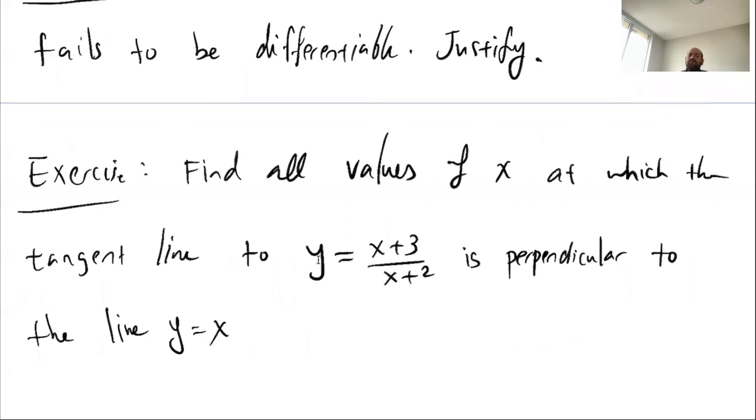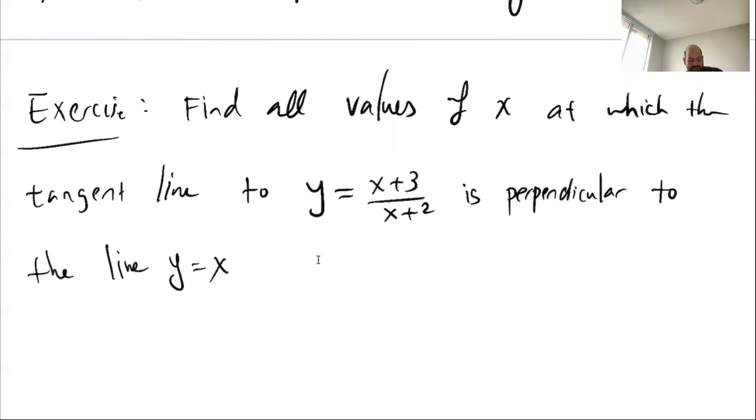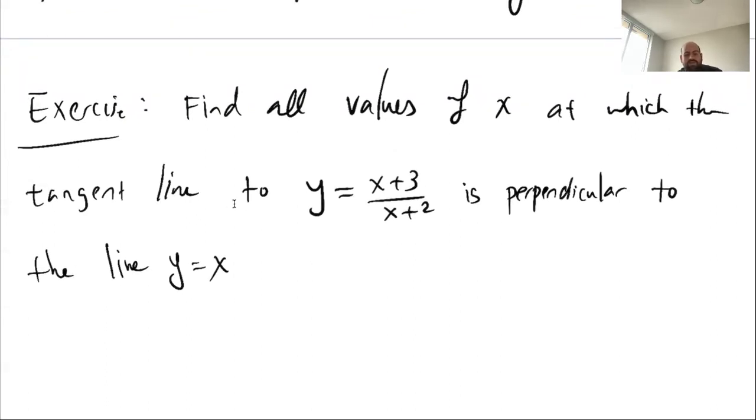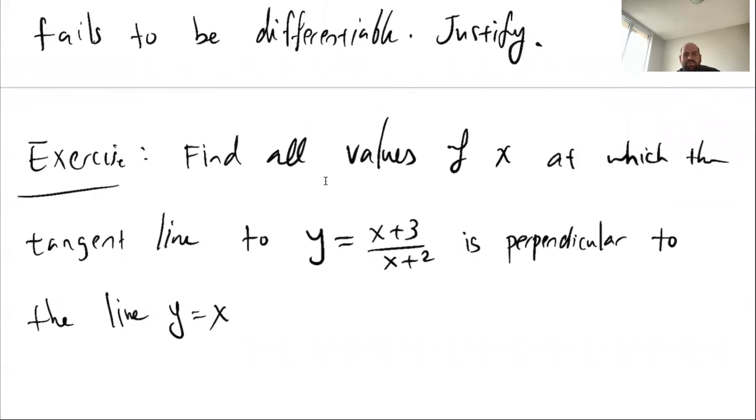Let me remind you that two lines are perpendicular to each other if the product of their slopes is -1. Well, the slope of y equals x is 1. So if you want some line to be perpendicular to this line, it has to have a slope of -1. So you need to find all the points on this graph such that the slope of the tangent line at those points is -1. But what is the slope of the tangent line? The slope of the tangent line is the derivative at the point. So just calculate the derivative of this function, and the value of the derivative has to be equal to -1. Find all x values with this property.